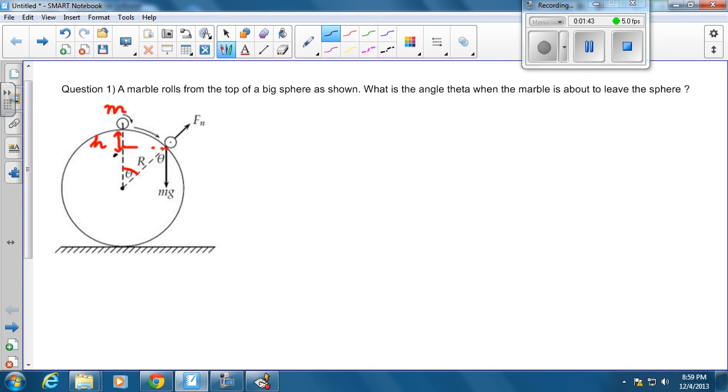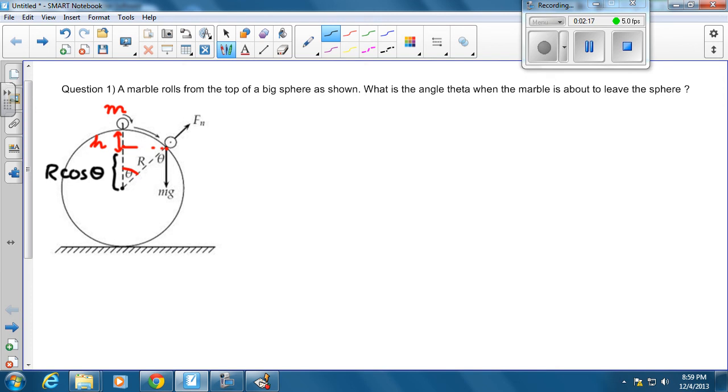By using simple rules of trigonometry, in this triangle, since this angle is theta and this is r, the radius, this would in fact be r cos theta. So you get r cos theta. So the loss in potential energy would be mg times (r minus r cos theta), because r is the total radius. So r minus r cos theta would give you the height.